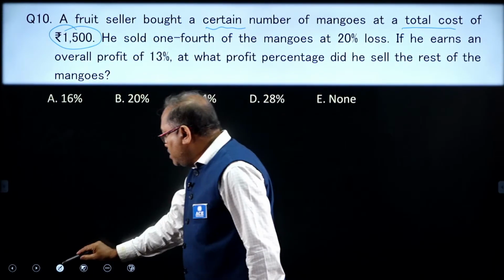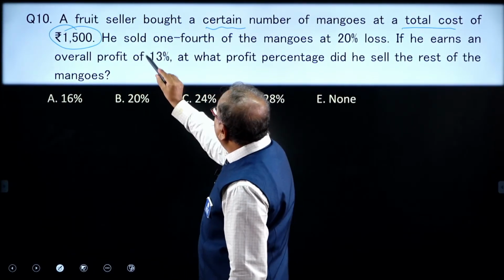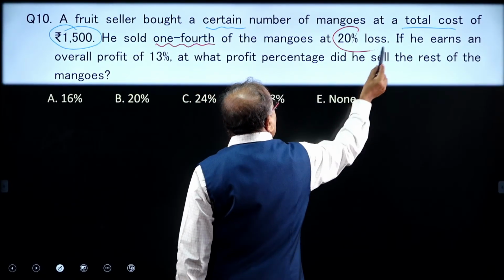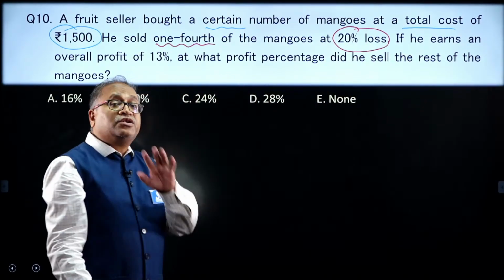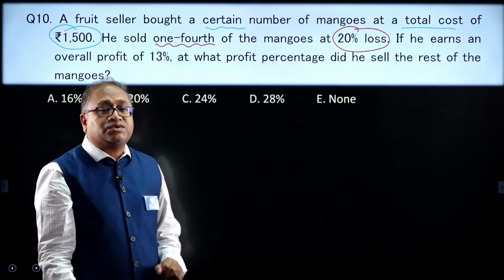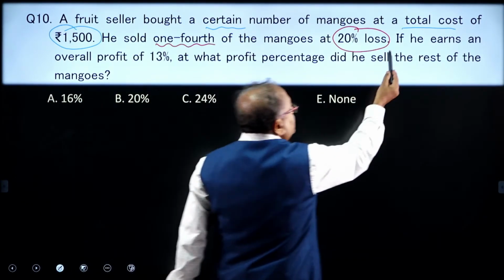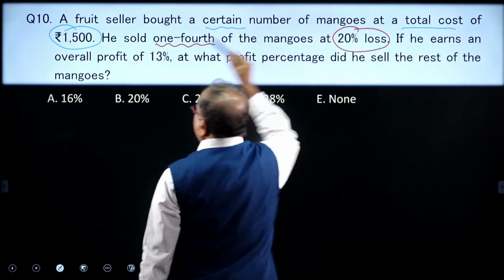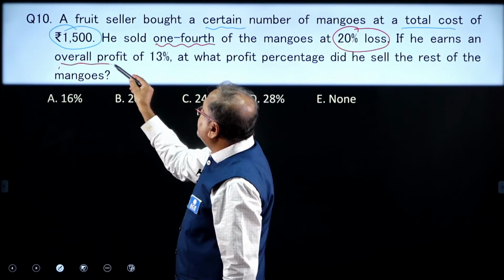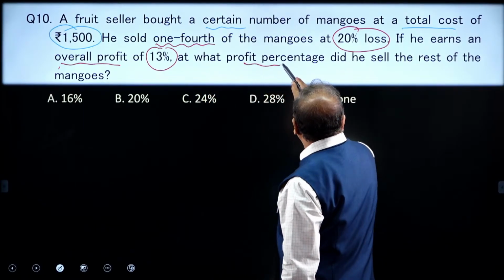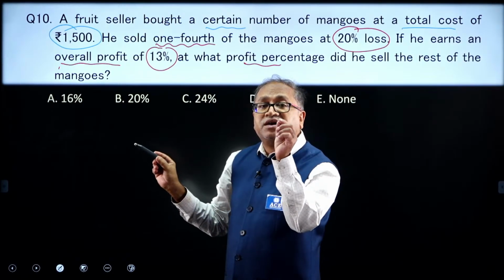Okay, let me change the color here. He sold 1/4 at 20% loss. I will give you the best way to answer this question. He sold 1/4 at 20% loss. If he earns an overall profit of 13%, at what profit percentage did he sell the rest?